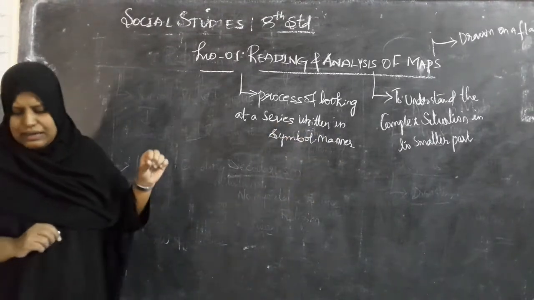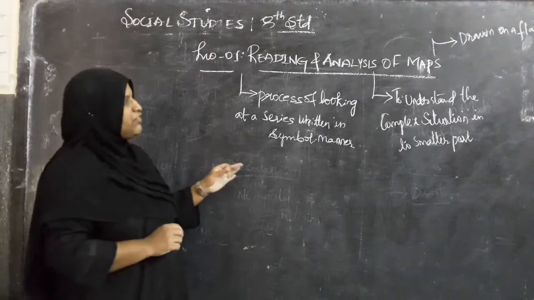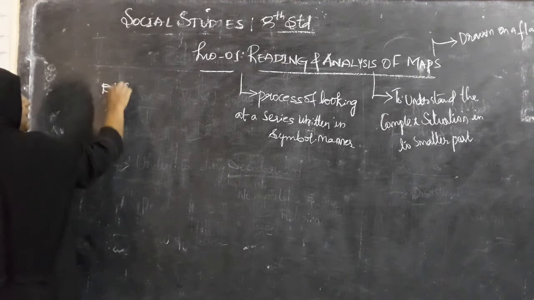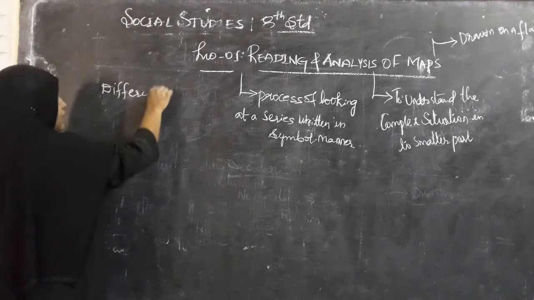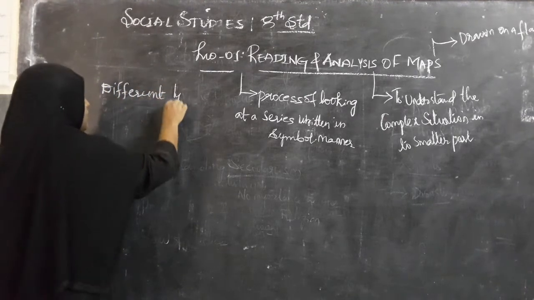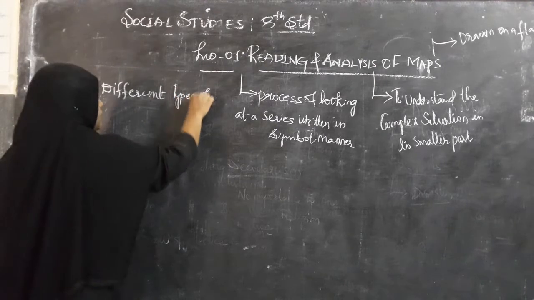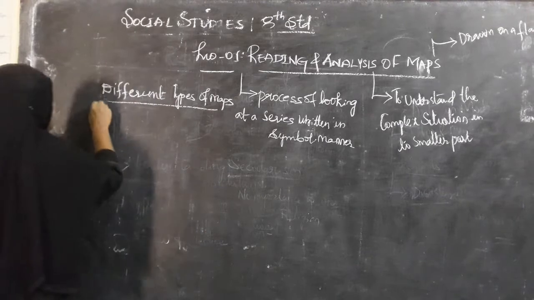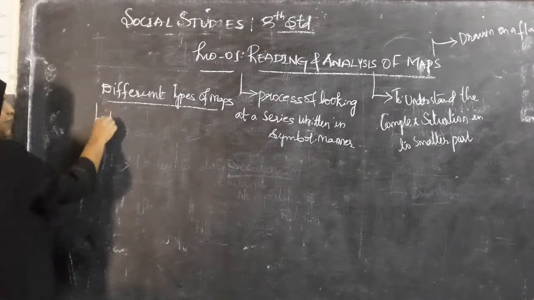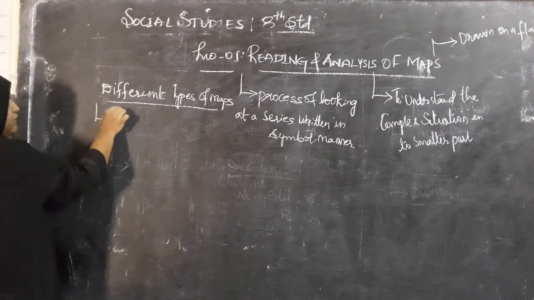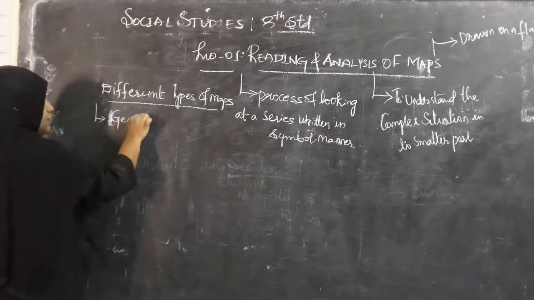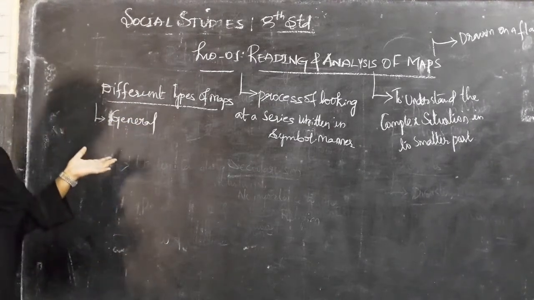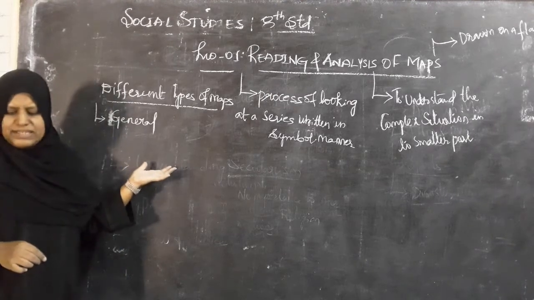In this lesson we have different kinds of maps. Among these different types, first is the general map, for example physical maps, which deal with landforms and where cities exist.